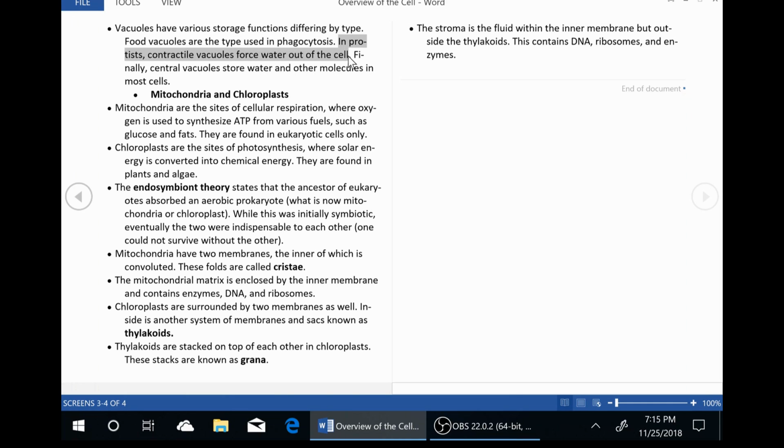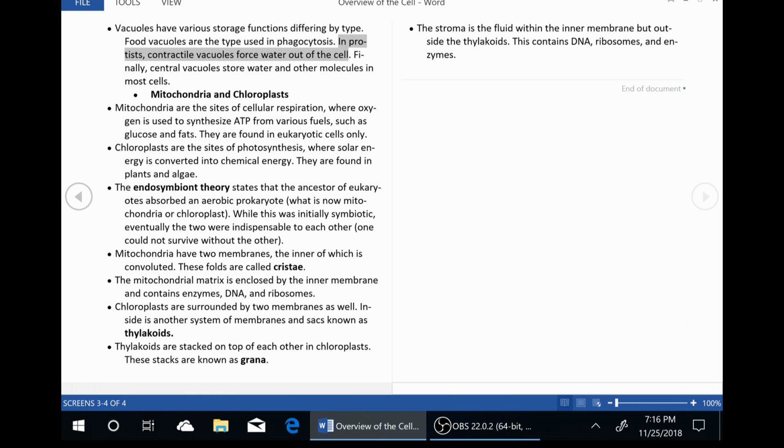But in protists, we have a special type called contractile vacuoles. And so contractile vacuoles basically contract. This creates a tension on the water, and this water is being compressed. And as this water is being compressed, it gets forced out of the cell.